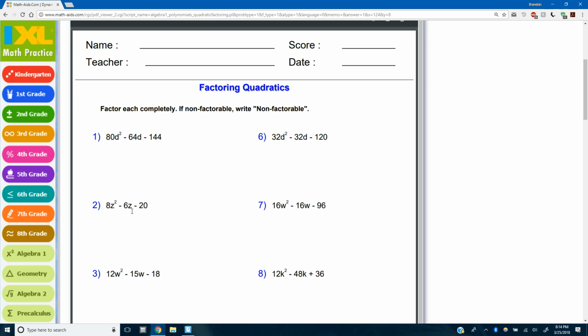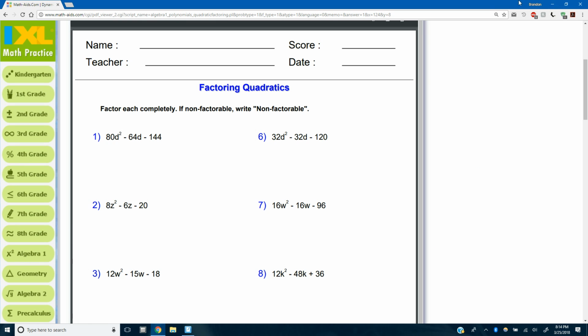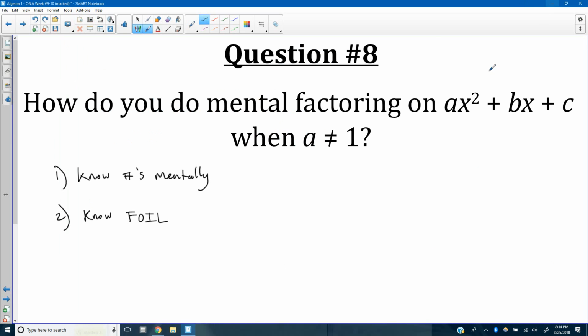And I don't want to get something too large. Let's take a look at this number 2 here. Let's start with number 2. 8z squared minus 6z minus 20. I got to factor that. Okay, let's factor 8z squared minus 6z minus 20. And let's do it mentally. Now, the first time, I guess I'll do this twice. When I do it mentally, I'll write out what it is that I mentally do. And then the next time I'll see if I can talk it out and help you out that way.